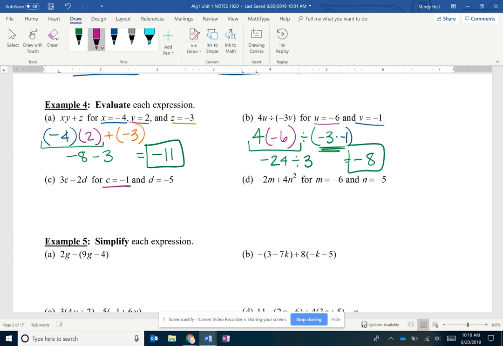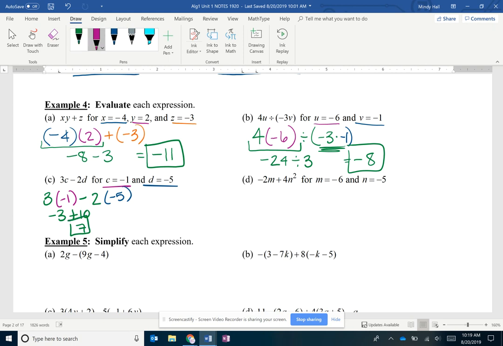For the next one, we have that c is negative 1 and d is negative 5. So we have 3 times c, which is negative 1, minus 2 times d, which is negative 5. When I'm solving this one, I'm going to do my multiplication first. 3 times negative 1 is negative 3. And then what will make your life simpler is if you see this negative as negative 2 times negative 5, that would be positive 10 or plus 10. So the negative 3 plus 10 gives you 7.